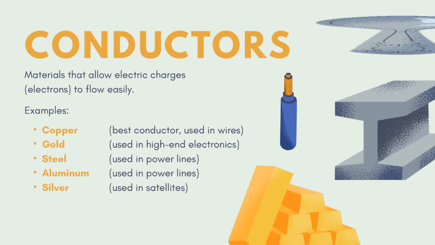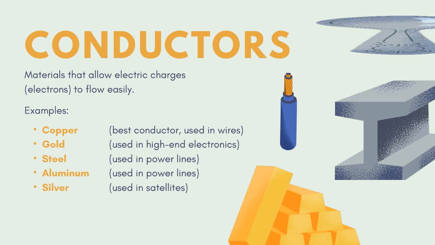Let's take a closer look at some of the best conductors used in various applications. Copper is often considered the top choice for wires because of its excellent ability to conduct electricity efficiently. It's widely used in many electrical systems around us. Gold, on the other hand, is used in high-end electronics because it resists corrosion and provides reliable conductivity, especially in delicate or high-performance devices. Steel, while not as conductive as copper or gold, is used in power lines because of its strength and durability, often combined with other materials.